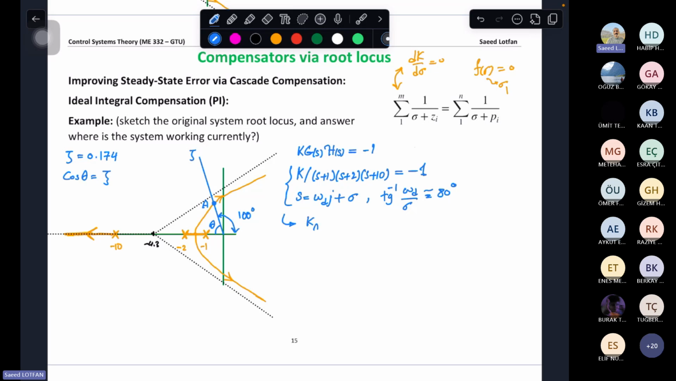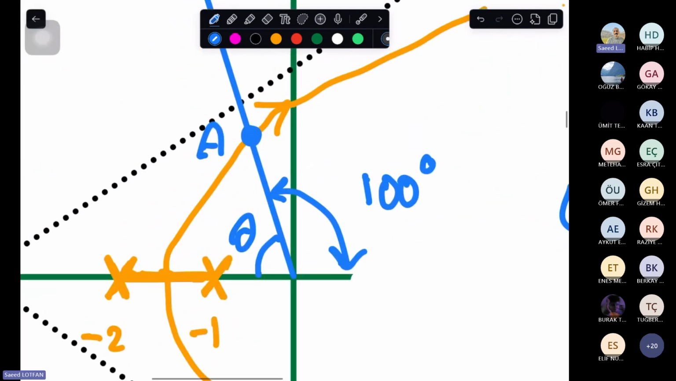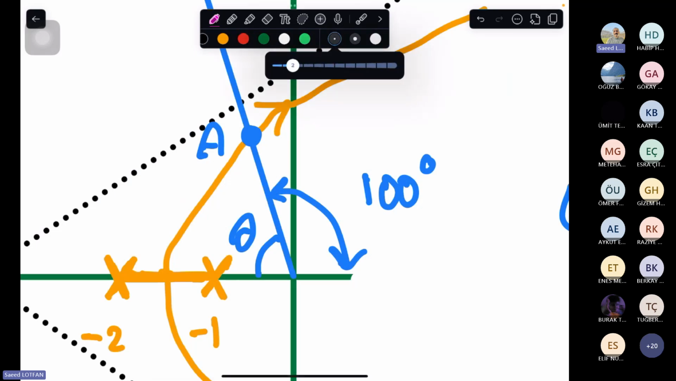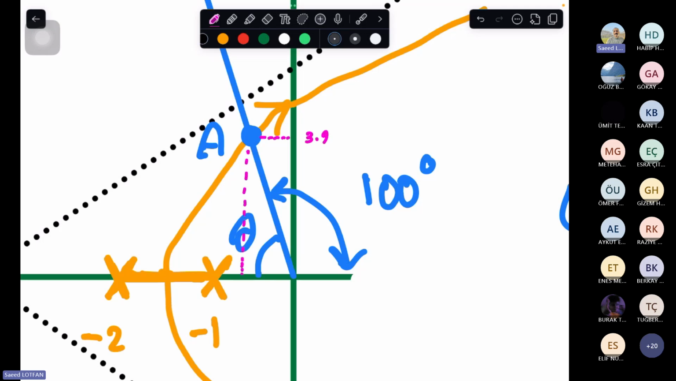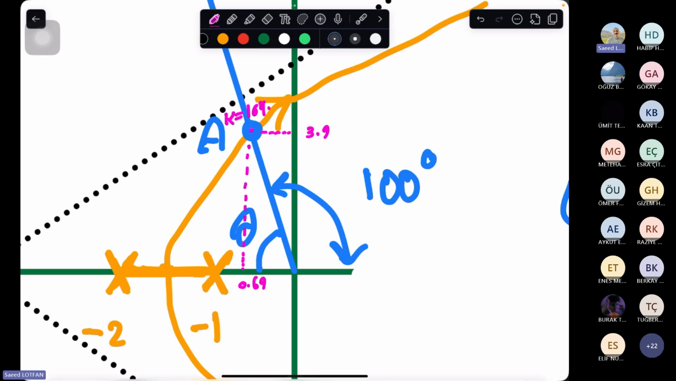What I find from here is K is equal to 164.6, omega d is 3.926, and sigma is minus 0.694. So this means that I have found the values like this. Let me use a different color and smaller value. At this point, omega is 3.9, at this point, sigma is 0.69, and at this point, K is 164.6.